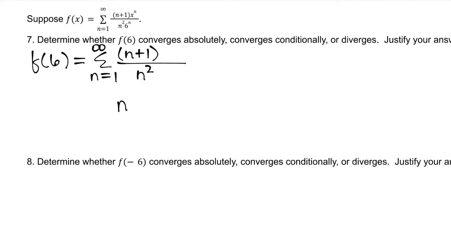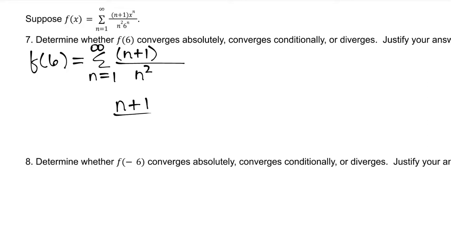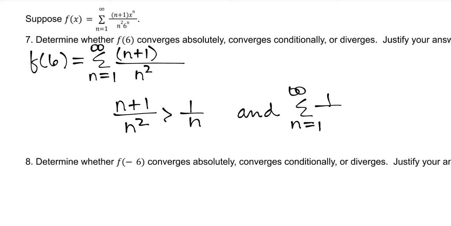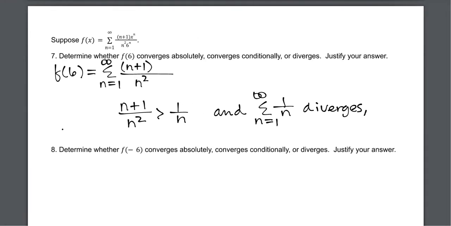So I'm going to say (n plus 1) over n squared is greater than 1 over n, and the sum as n goes from 1 to infinity of 1 over n diverges because it's the harmonic series. Okay, so f of 6 also diverges. Good opportunities for direct comparison here.